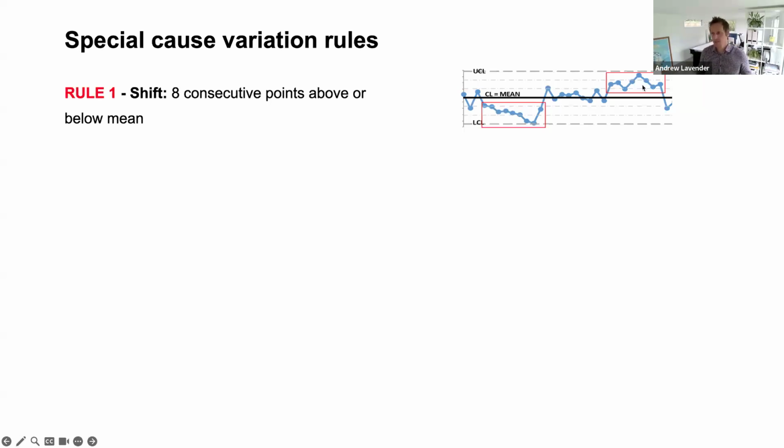It obviously looks a bit unusual on the chart. It's not random variation. This is a really clear indicator that you've got a change in your system, and probably the outcome is an improvement or a deterioration, and you possibly need to recalculate your mean and your control limits of your chart.